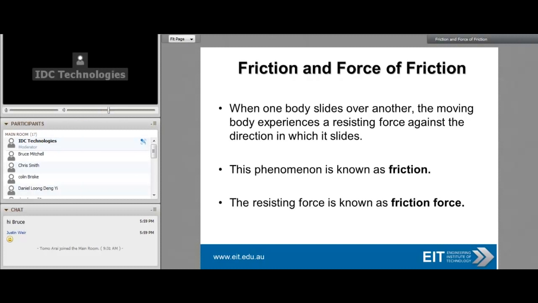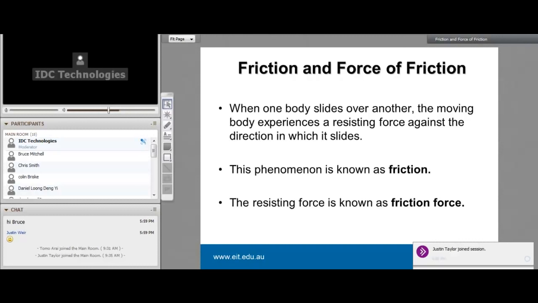Now, friction is something that engineers love and hate. Friction is the enemy when we're looking at rotating equipment. Friction is the friend when we want to stop that rotating equipment from moving. And the resisting force is called friction force.